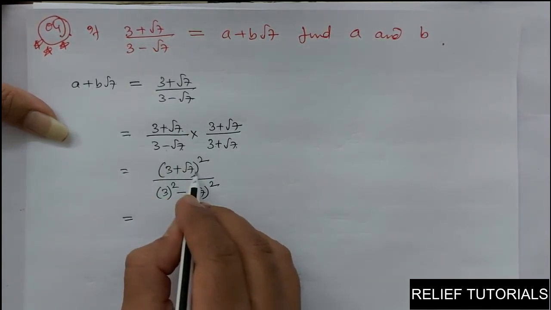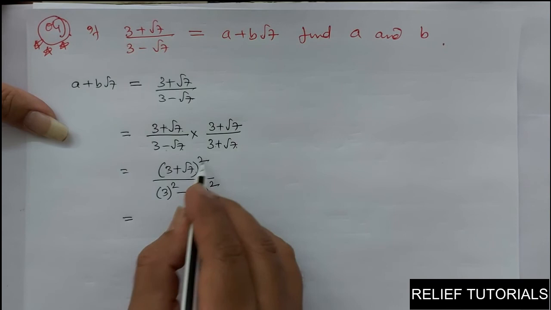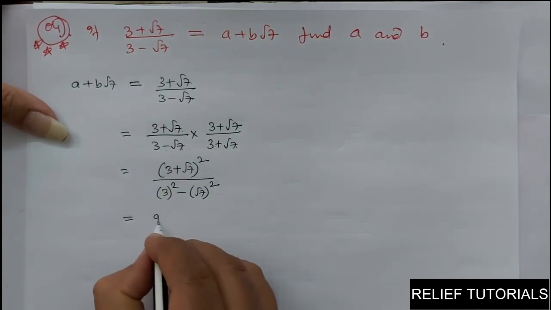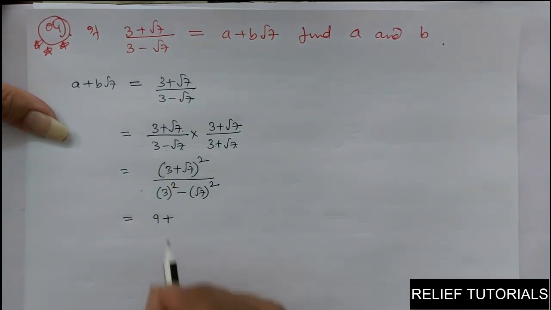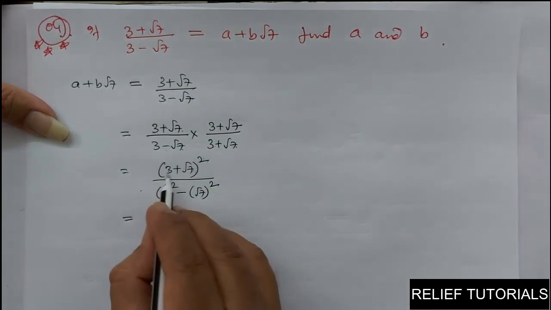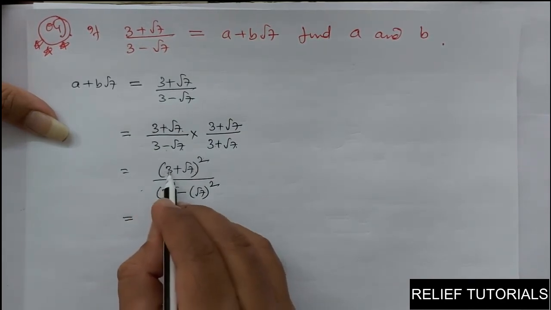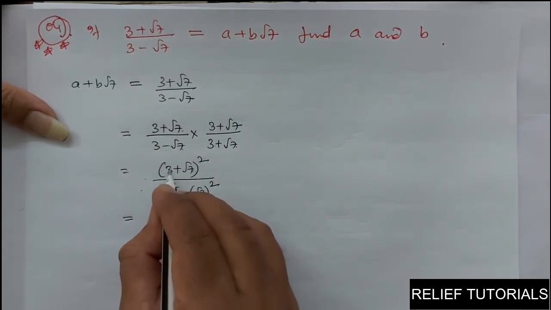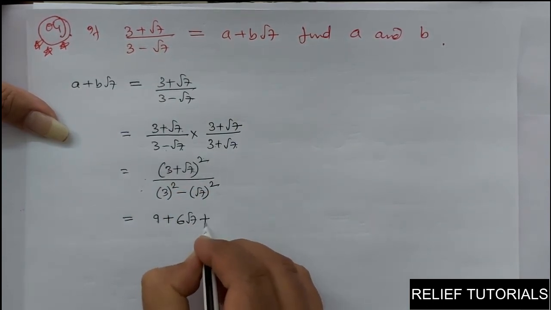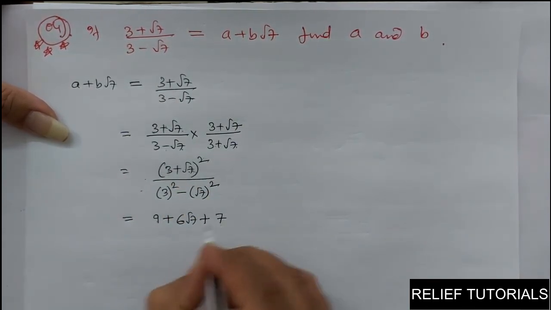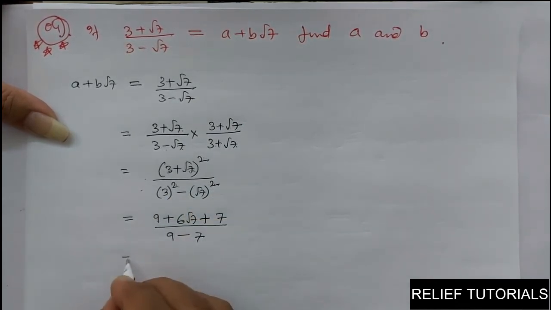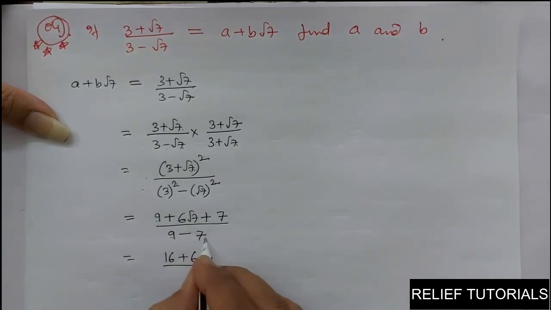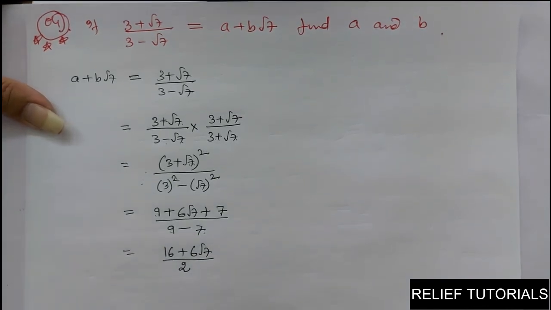Okay, now you will multiply this. 3 plus root 7 the whole square. a plus b the whole square. So a square, 3 square is 9, plus 2ab. So 2 into 3 into root 7. You know 2ab. First a square, 3 square is 9. Now 2 into first term into second term, so 2 into 3, 6, 6 into root 7. So 6 root 7 plus b square. So root 7 square is 7, upon 3 square is 9 minus root 7 square is 7. 9 plus 7, 16 plus 6 root 7 upon 9 minus 7, 2. Have you got it?